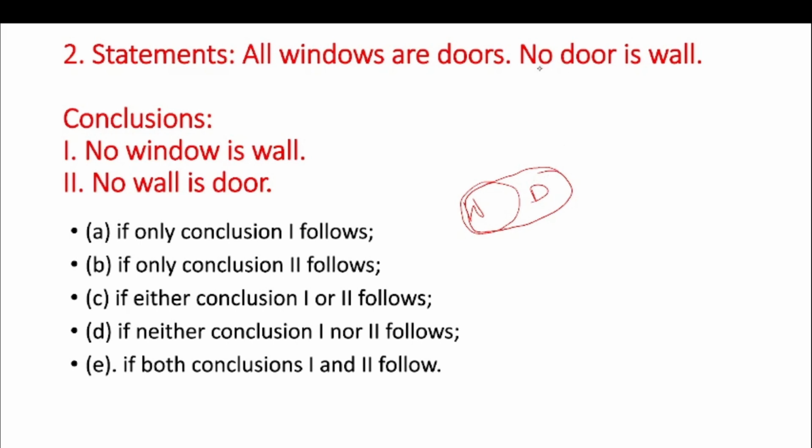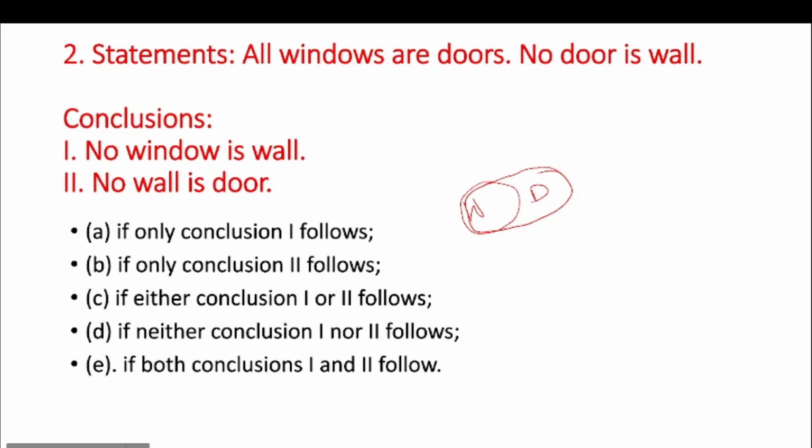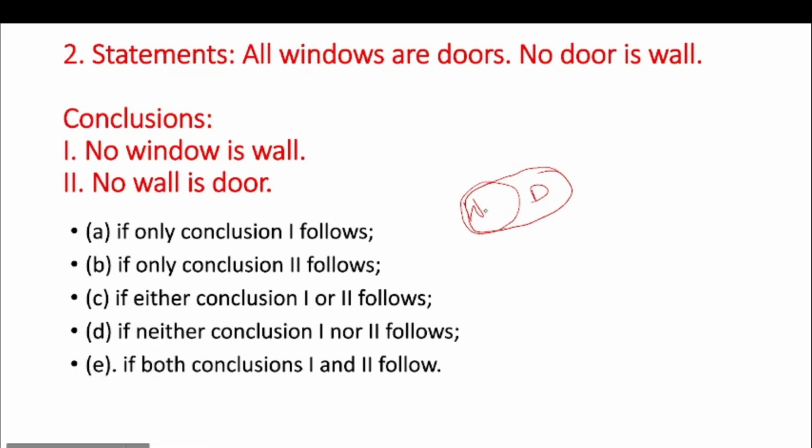Okay, and no door is a wall. So all windows are doors, and no door is a wall. So this is a wall. All windows are doors, and no door is a wall.